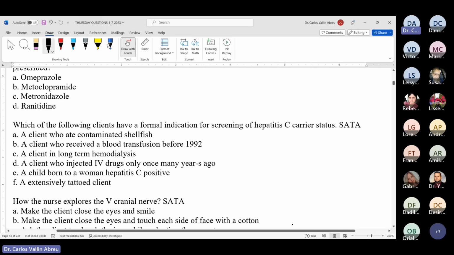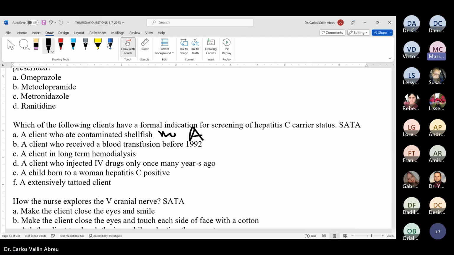Okay, who can be a carrier of hepatitis C? A client who ate contaminated shellfish, yes or not? No, this is for hepatitis A only. Remember that shellfish is an etiological factor for hepatitis A only. Very important, okay, because it's tested for hepatitis A. So no. A client who received blood transfusion before 92, yes.